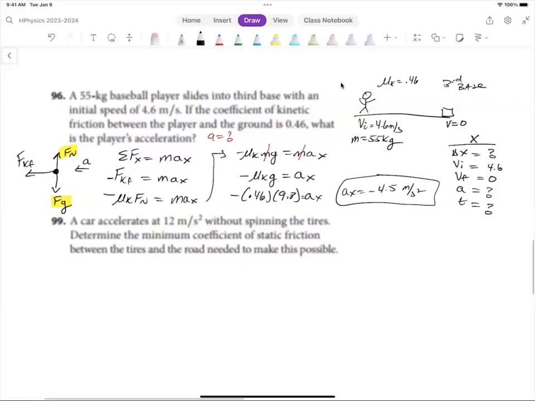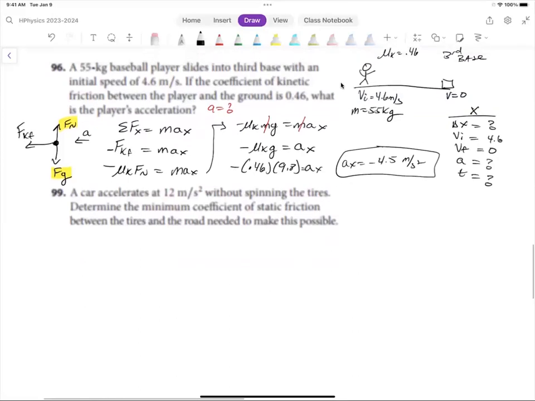A car accelerates at 12 meters per second squared without spinning the tires. I have to think about that for a minute. There's a reason why they tell me that. Determine the maximum coefficient of static friction between the tires and the road. I'll tell you what that is.